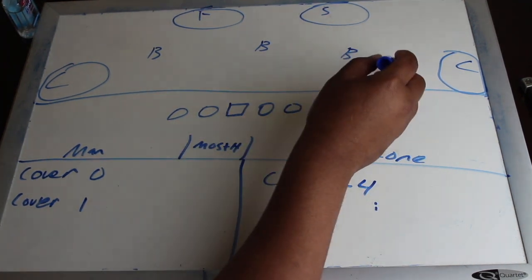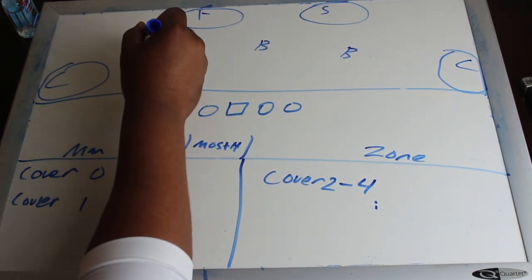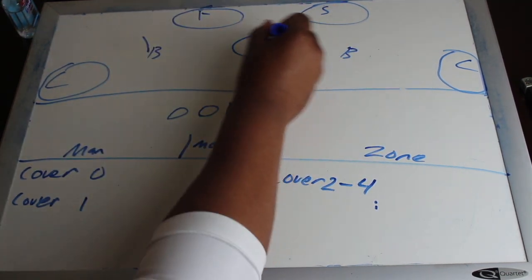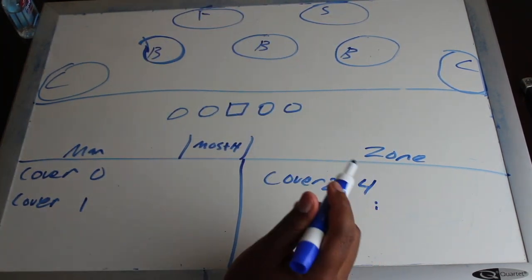What if they throw like a hitch here or some slants here? Like, what are we going to do? Who's going to cover that? That's what these linebackers here are going to be for. They're going to be your hook and curl guys, right?